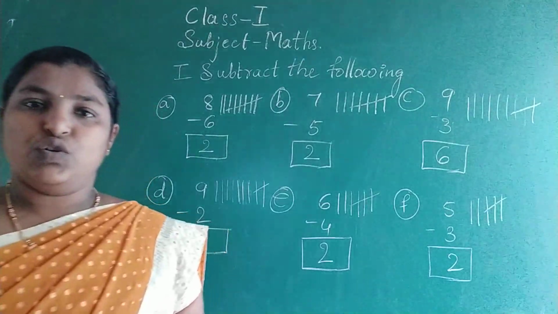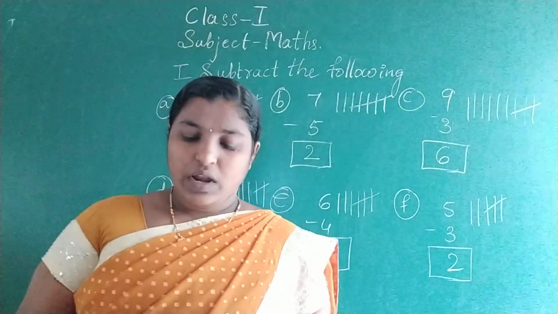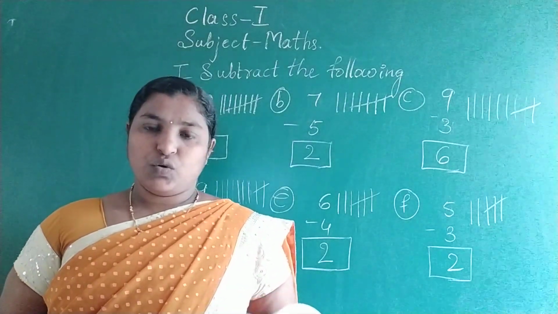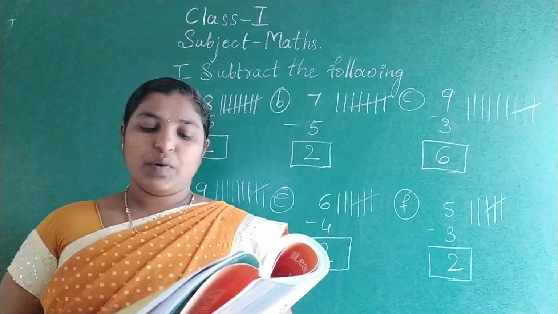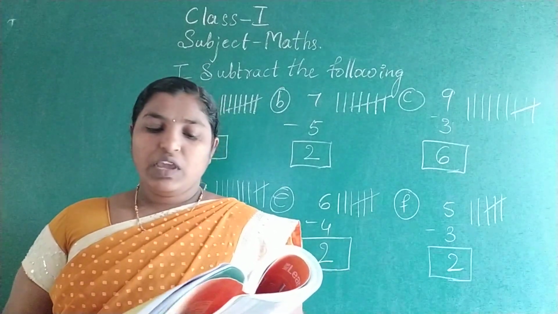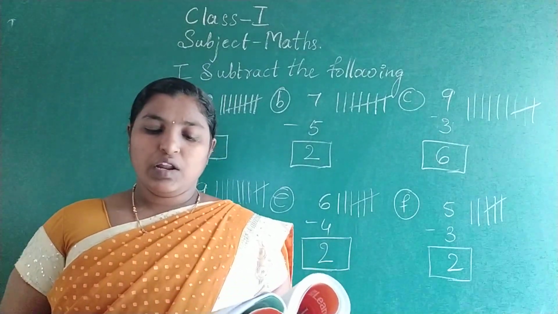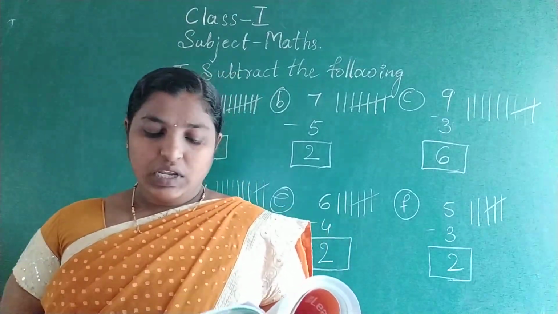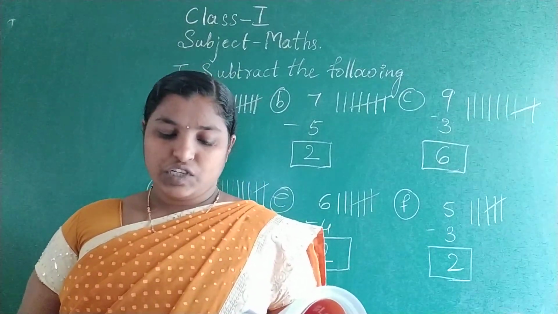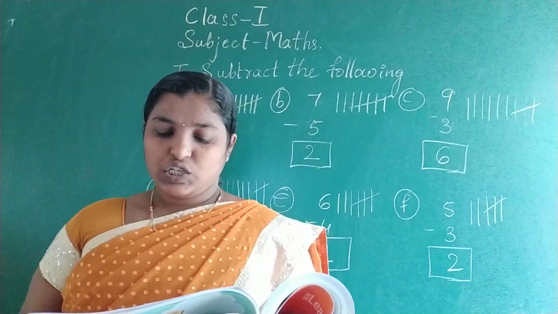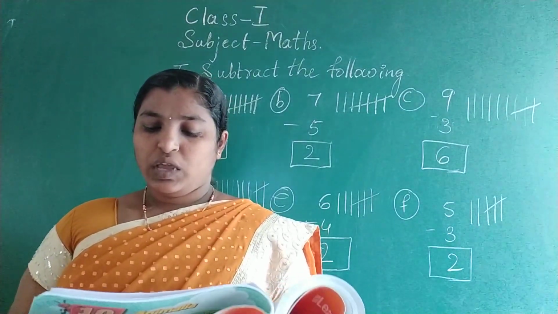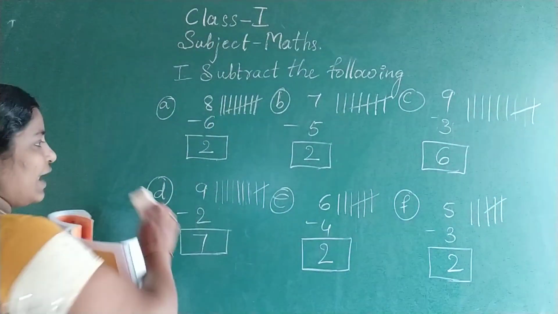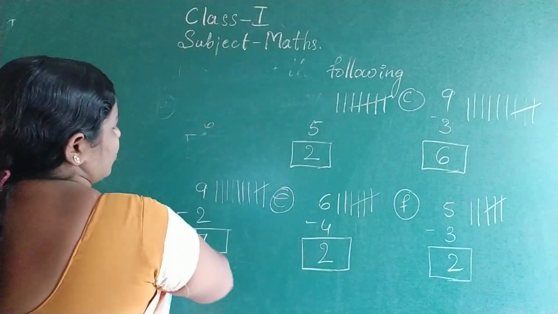Properties of 0, page number 197. Addition property of 0: when we add 0 to a number, we get the same number. Second, the subtraction property of 0: when we subtract 0 from a number, we get the same number. This is known as the 0 property. I'll show you what the 0 property is.